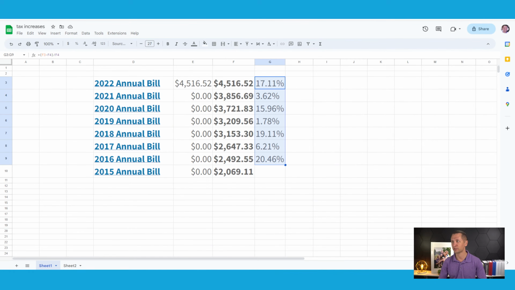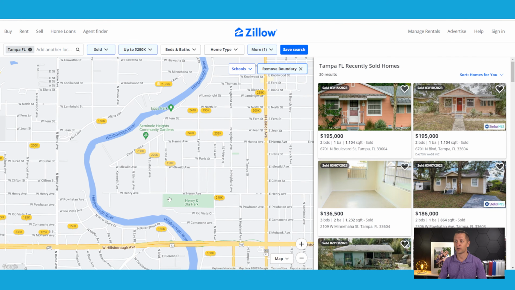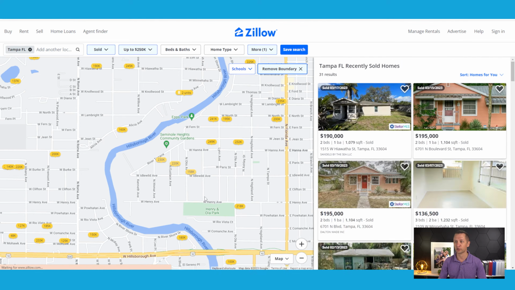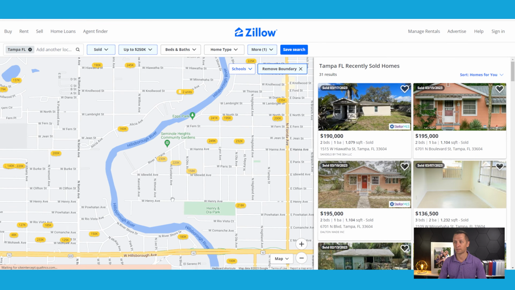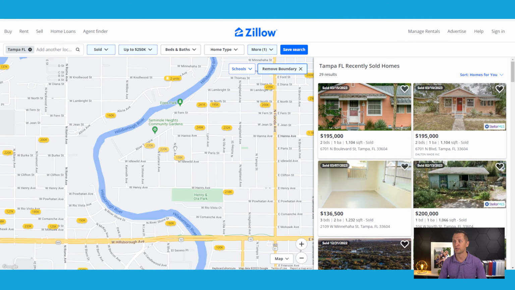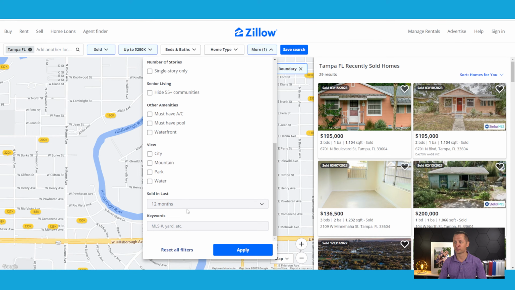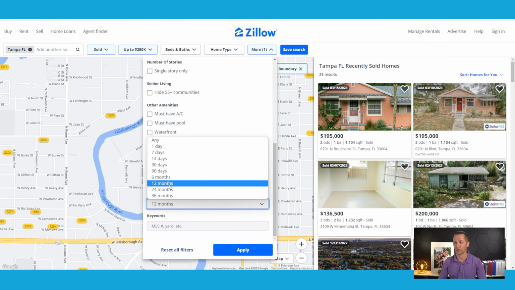I pulled up Zillow, good old Zillow, and I looked at properties that were sold in my area for a price that was relatively close to my property value, if you will. So I capped it at $250. Obviously, if you have a property that's a lot more expensive or less, then you would adjust that. That's what I did. And then I went over here to this last tab, the More tab, and then I just narrowed it down to the last 12 months.